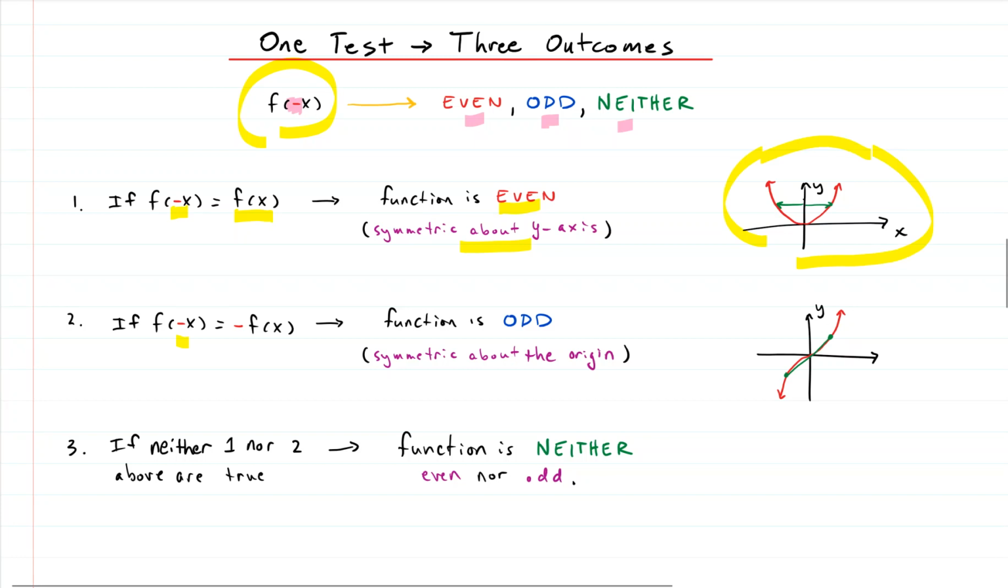If you put the negative in to the function and you get back the original function but multiplied by negative, so the negative of the original, then you have an odd function. If you don't get back either the function itself, which is case 1, or the negative of the original function, which is case 2, then you know that you are in the neither category, and the thing that you have is neither an even nor odd function.